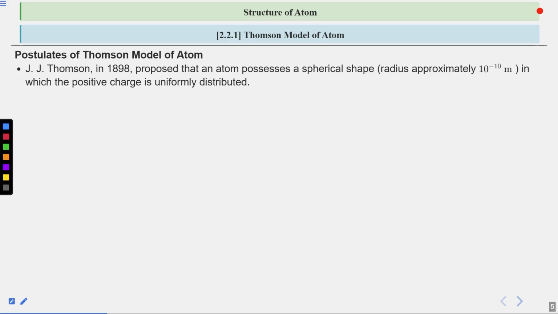So J.J. Thomson in 1898 proposed that the atom is of spherical shape, right? And its radius was approximately 10 to the power minus 10 meter.